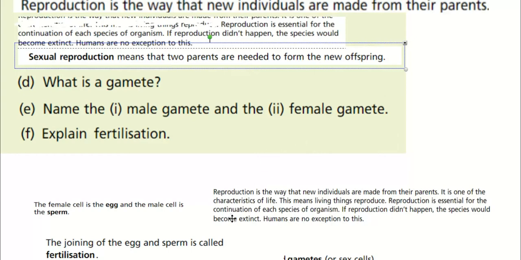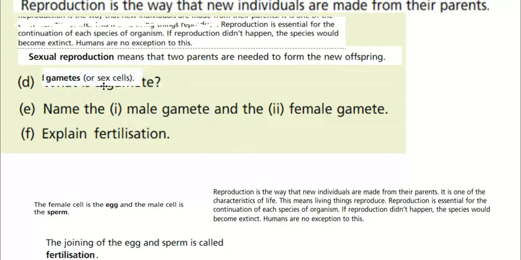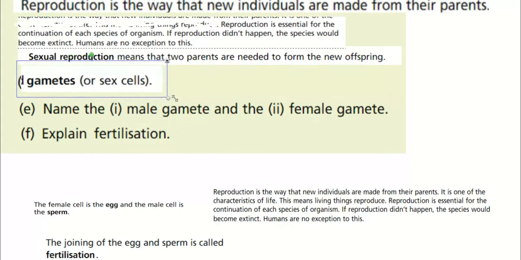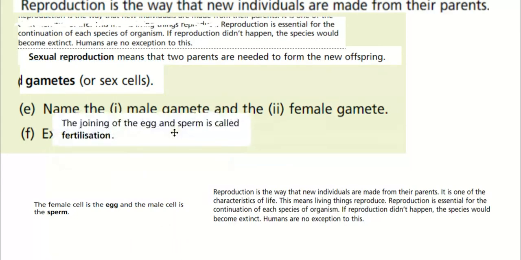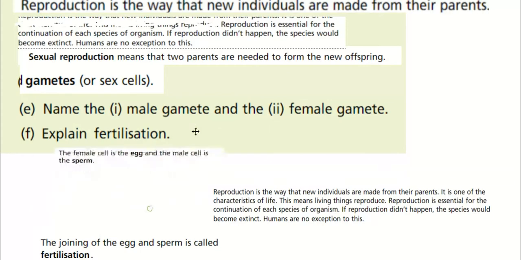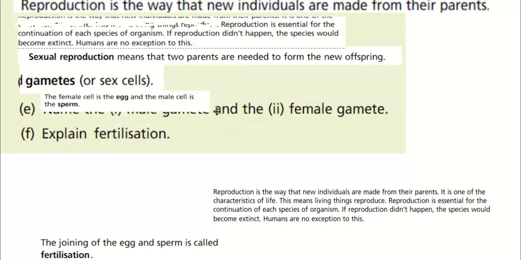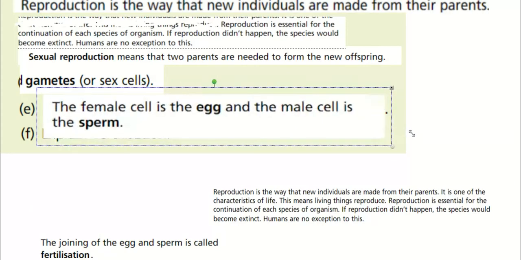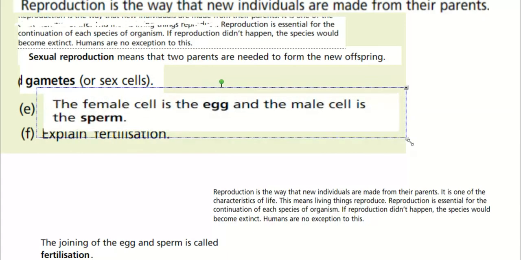D, what is a gamete? A gamete is very simply sex cells. It'll be the sperm in males and the egg in females. Name the male gamete and the female gamete. The female cell is the egg and the male cell is the sperm. So that's the answer to that question.